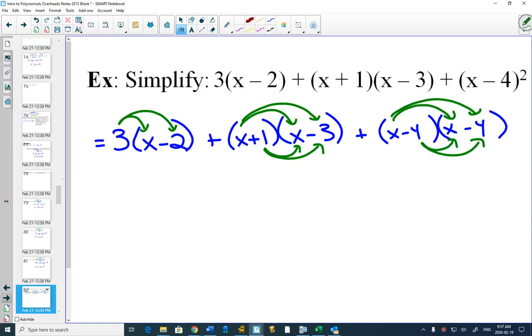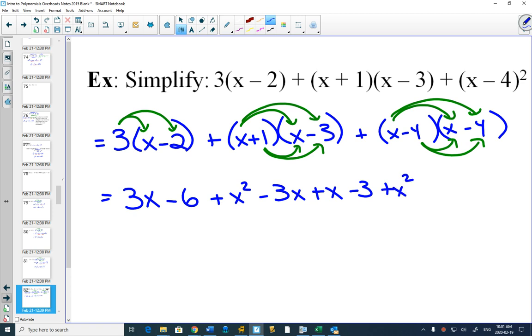Now I'm going to give you guys a little bit of a head start. Let's see if you got the next line right. 3 times x, 3x, 3 times negative 2, negative 6. X times x, x squared. X times negative 3, negative 3x. 1 times x, x. Negative 3, and then x squared minus 4x minus 4x plus 16. Wow. Did you get all those numbers?